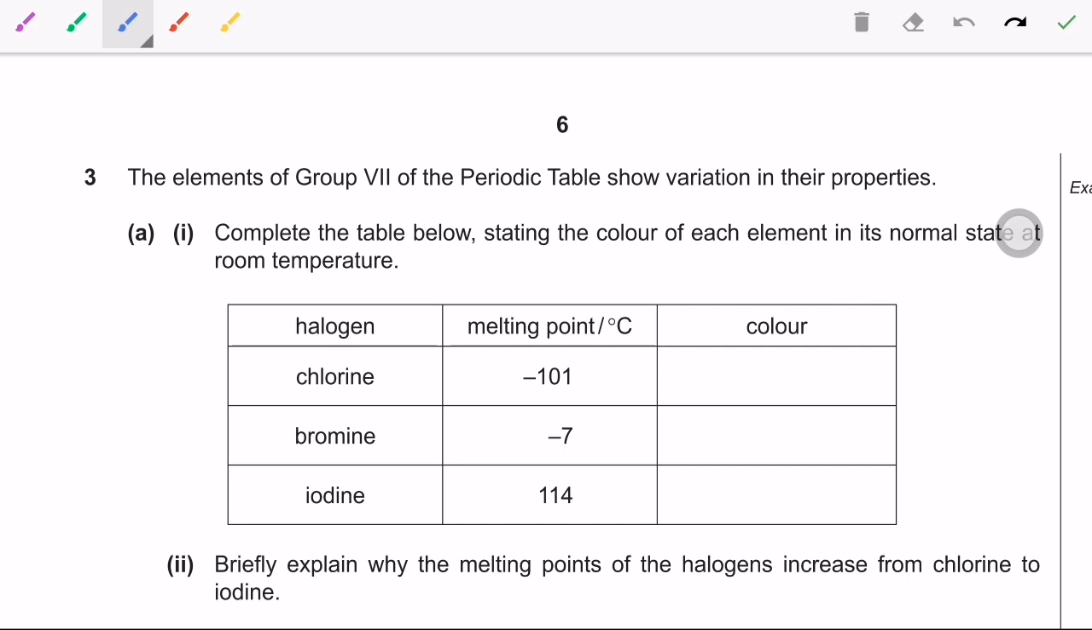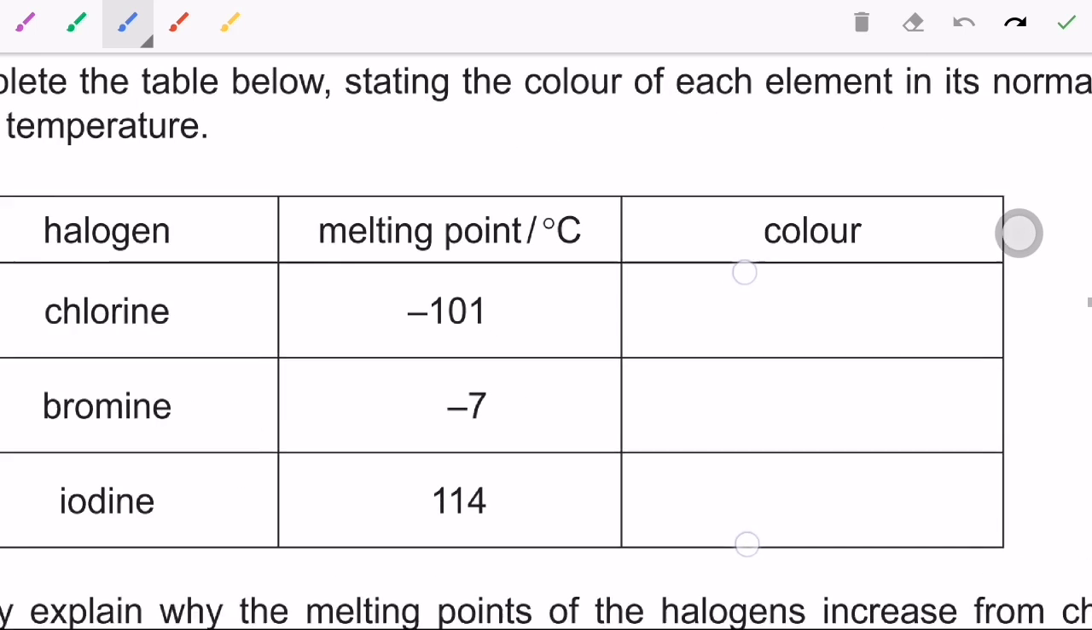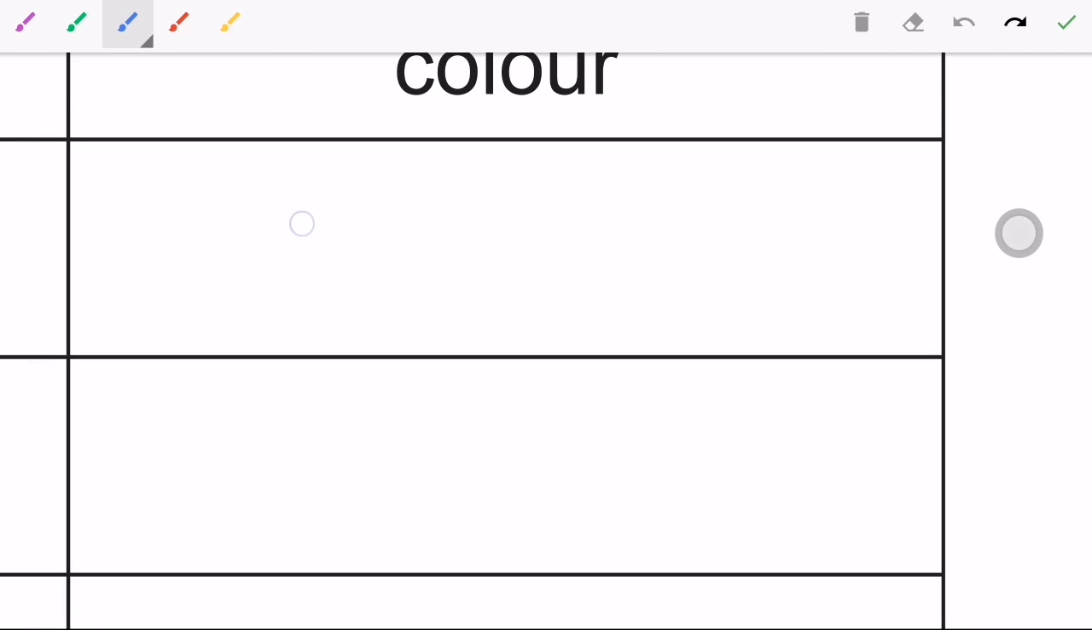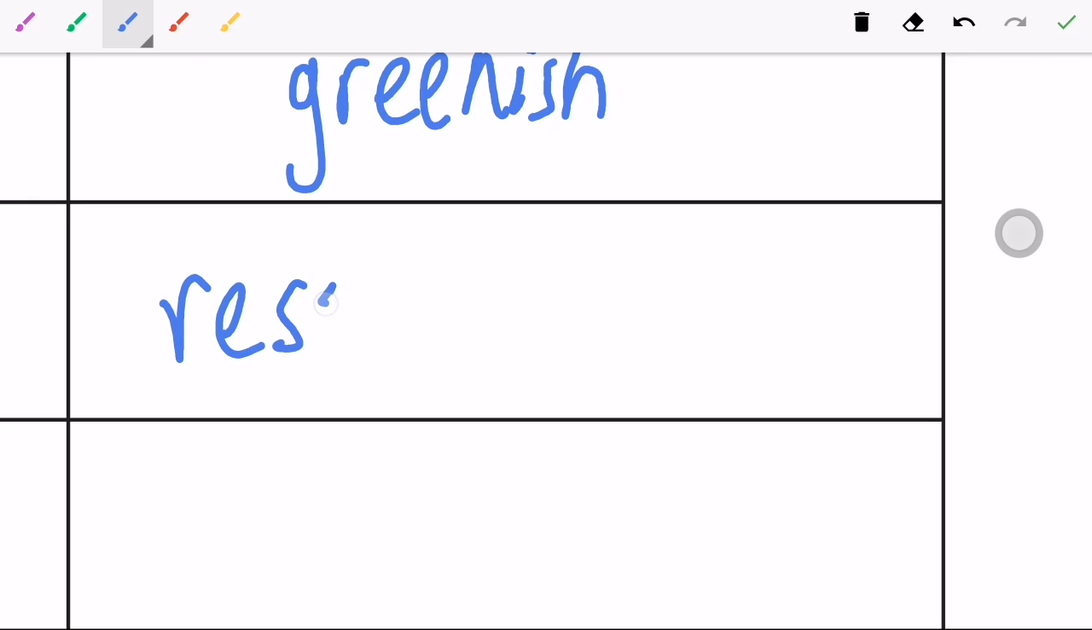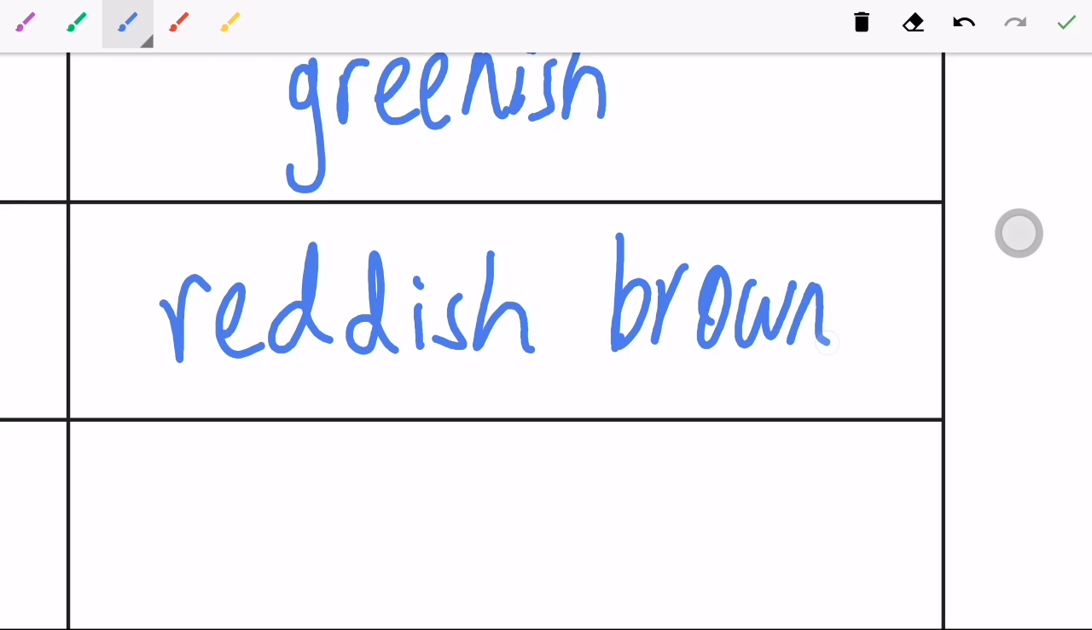Okay, so moving on, the elements of group 7 of the periodic table show variation in their properties. Complete the table below, stating the color of each element in its normal state at room temperature. So the color of chlorine is of course greenish. The next one is bromine. You can say it's reddish brown, because that's the color it actually is. If you don't want to put such a wrong thing, you can put reddish or brown. I prefer to put both.